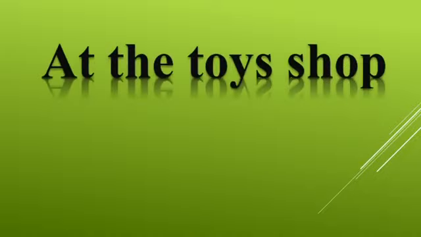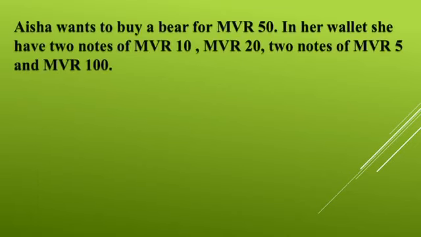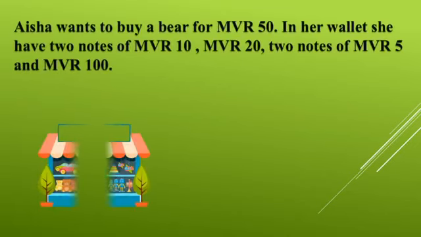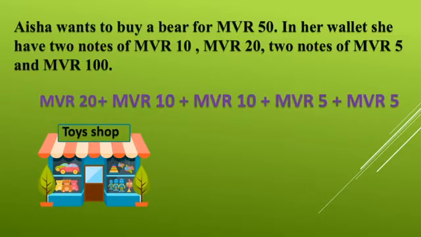Now teacher is going to explain how you can partition the money values at the toy shop. This is the first question. Aisha wants to buy a bear for 50 rupiah. In her wallet she has 2 notes of 10 rupiah, 20 rupiah, 2 notes of 5 rupiah and 100 rupiah. This is the way we can get the total amount of 50.